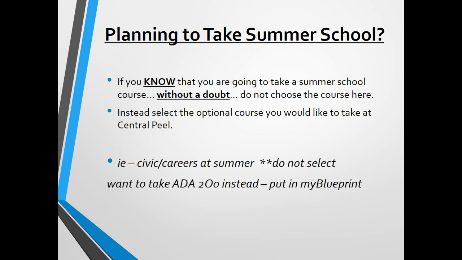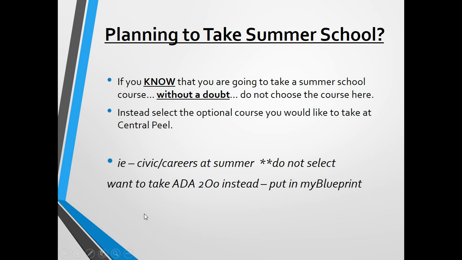If you are planning to take summer school, and again, summer school is available to any grade 9 student going into grade 10, then I ask you a question. If you know without a doubt you're going to take summer school and you're going to sign up in late February, early March, then we ask you not to select the course you're planning to take in summer school for Central Peel. Instead, select the optional course you would like to take.